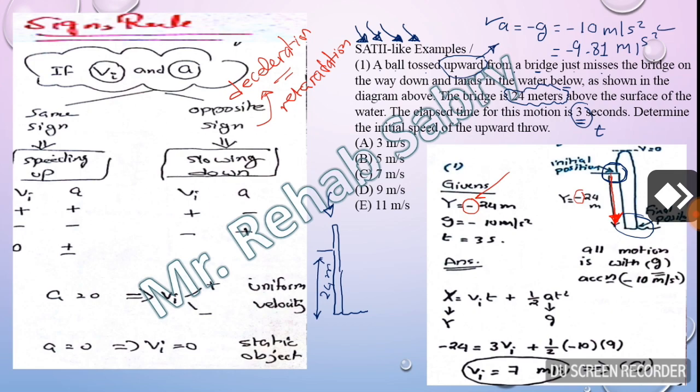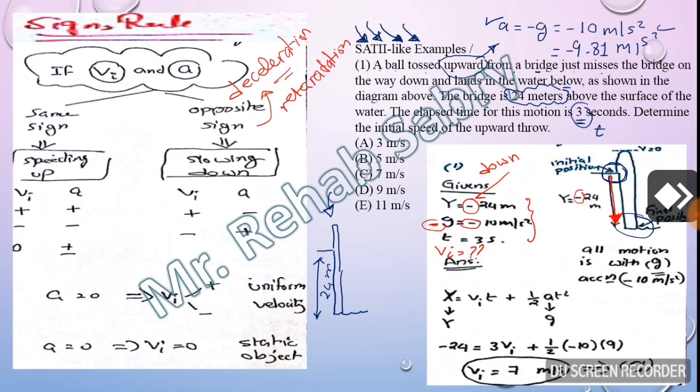Why is y negative? Because it's moving downward, and we said we have standard directions. Downward or south is negative. West or left, negative. And the other directions are positive. The free fall acceleration, negative g, must be negative, equal negative 10 meter per second squared. And the time is 3 seconds. These are the givens, and what's the required? It's v initial, the velocity at which the object is launched.